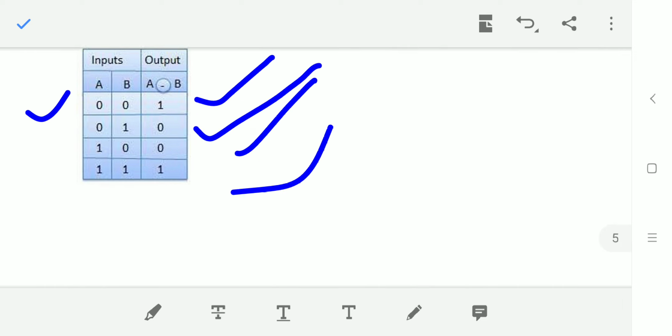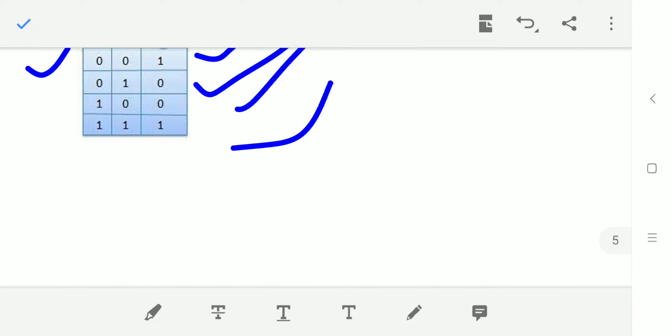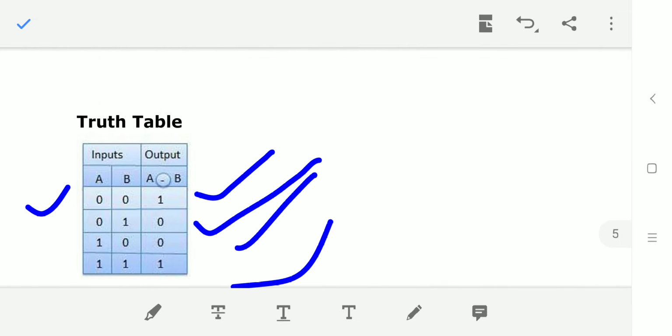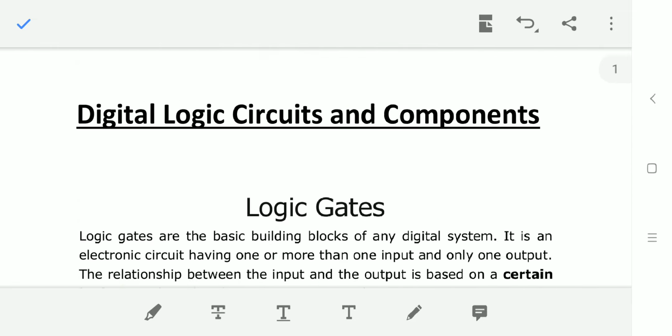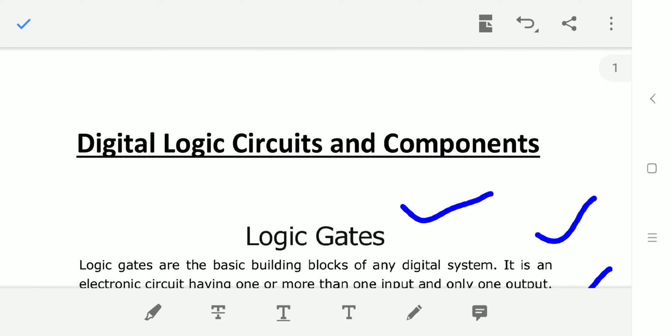These are the differences. So this was our today class, which we have discussed about the logic gates. I hope you understand it clearly. Thank you very much.